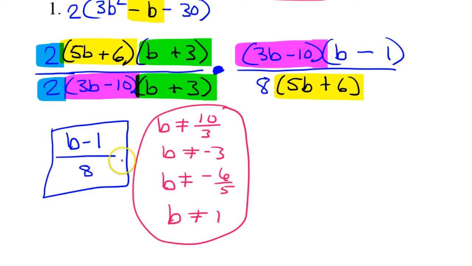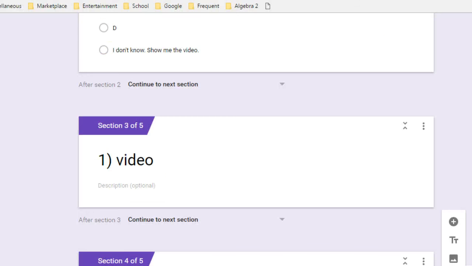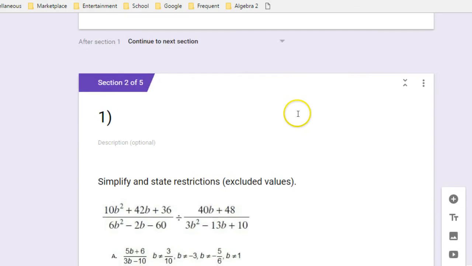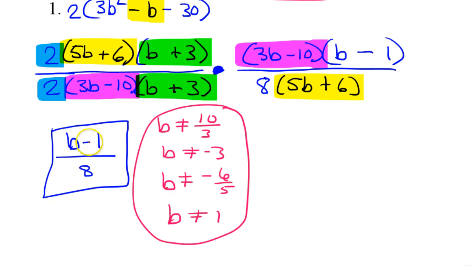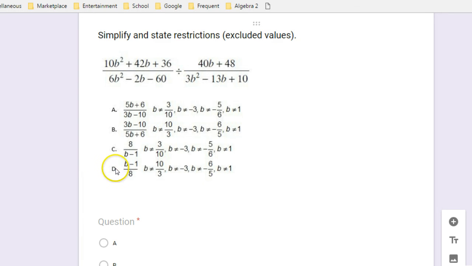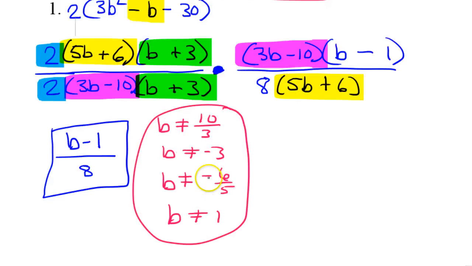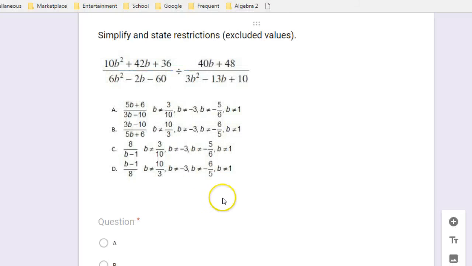Okay, so I'm just going to look for this answer among my multiple choice options. Okay, so I'm looking here, and I see I need b minus 1 over 8. So that's D. And if you look at all the excluded values, they also match. So the answer is D.